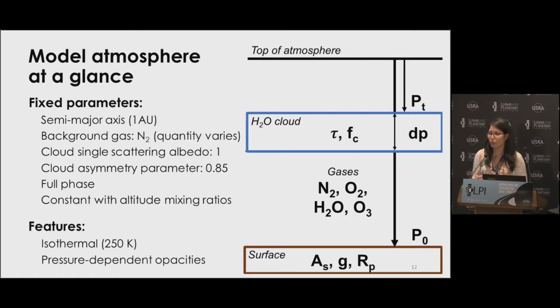And the key with retrievals is that the forward model needs to run in just on the order of seconds so that we can use statistical sampling and call on it hundreds and thousands of times. And so we need to do a lot of simplifying assumptions, including assuming that we know what the semi-major axis is, and we assume that the abundances throughout the atmosphere are constant. But we did include pressure-dependent opacities as we're exploring a wide range of pressure space.